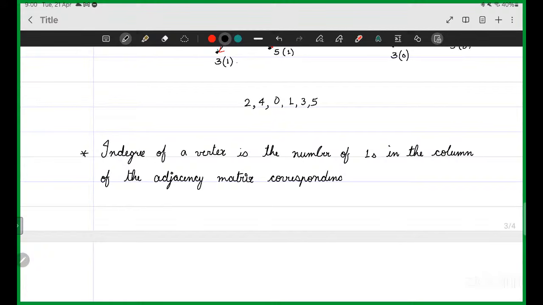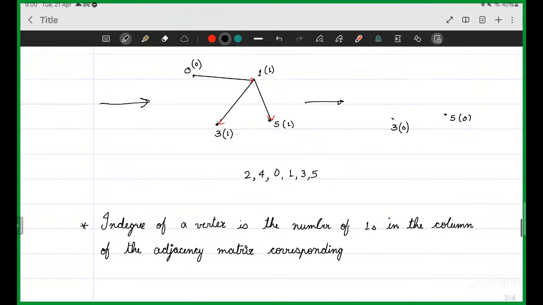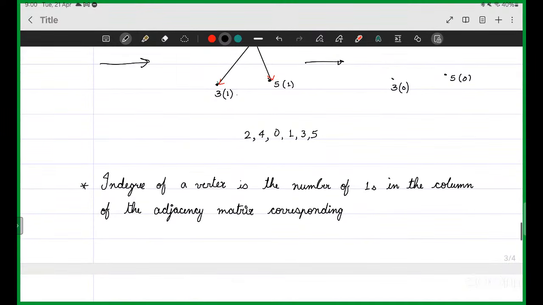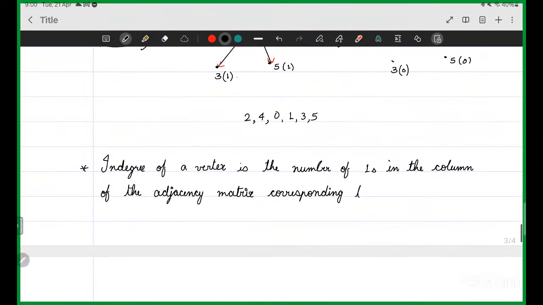But if an adjacency list is given, it is not as straightforward. You have to look at that vertex in which list it comes, and then you have to keep a tally. You have to keep a record of how many of them have that as its target. So that will give you the number corresponding to that vertex.